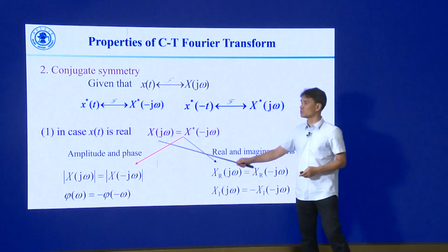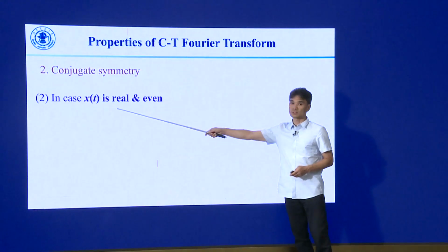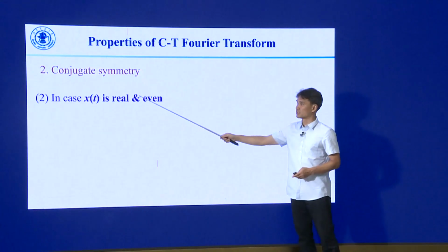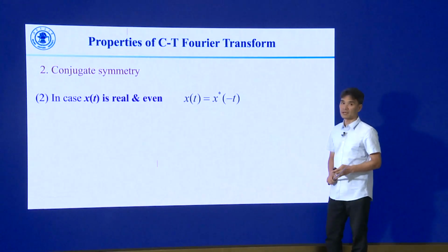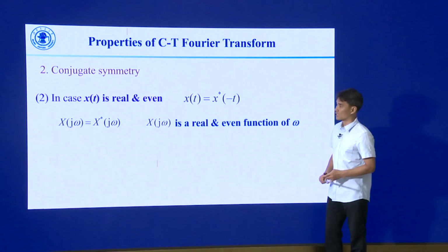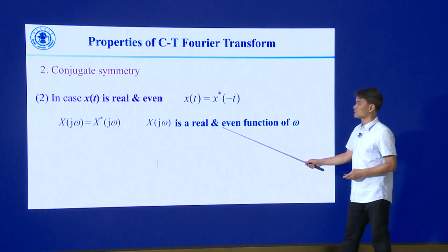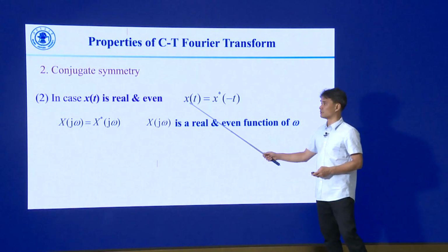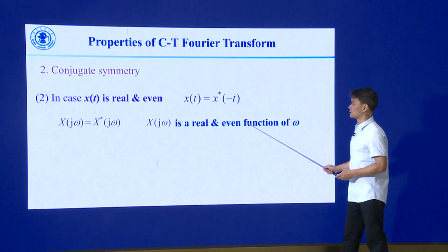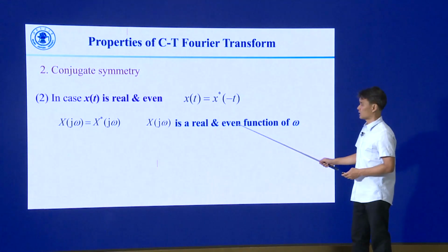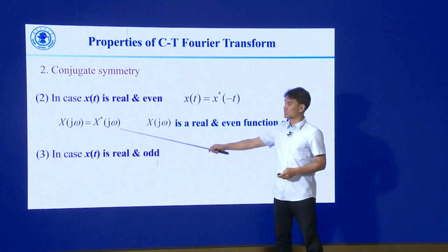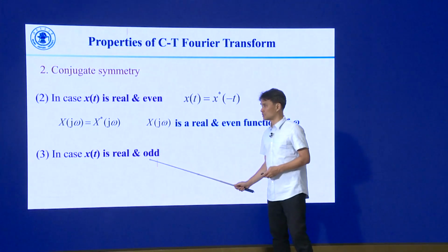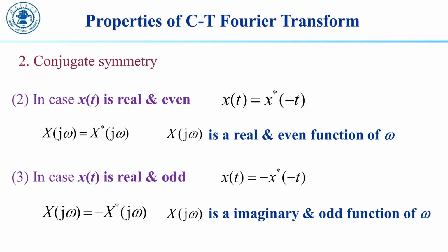If we put more restriction on the original signal x of t, if it's real and even, then this equation will be valid, and we can reach this conclusion that the spectrum of the original signal, if it is real and even, the spectrum will be real and even as well. But if the original signal is real but odd, the spectrum will be an imaginary and odd function.